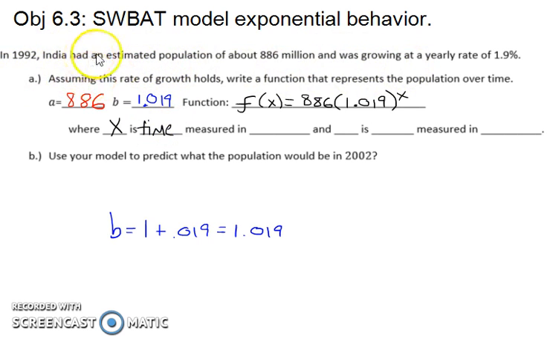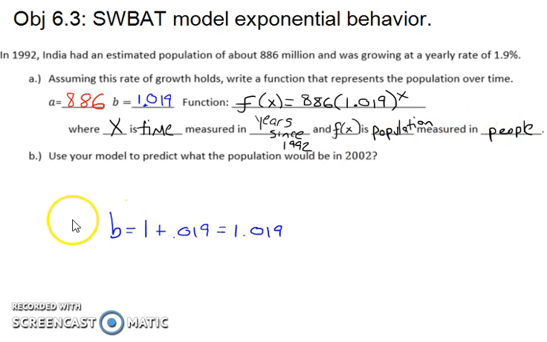They're giving us years, but it's not just years. It's years starting in 1992. So if you have a starting point, you need to say when it is. We're not starting in the year 0 here. So x is time measured in years since 1992. And f of x is our function. f of x represents population. And population, of course, is measured in people.